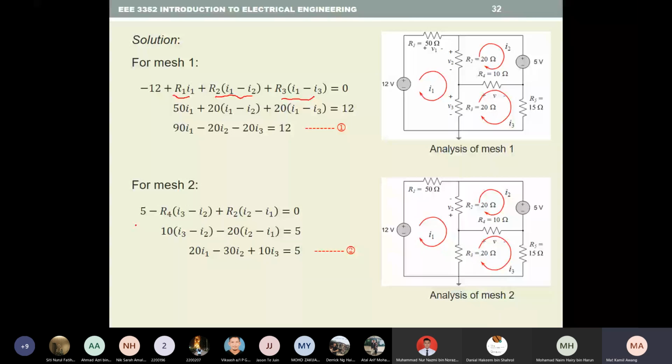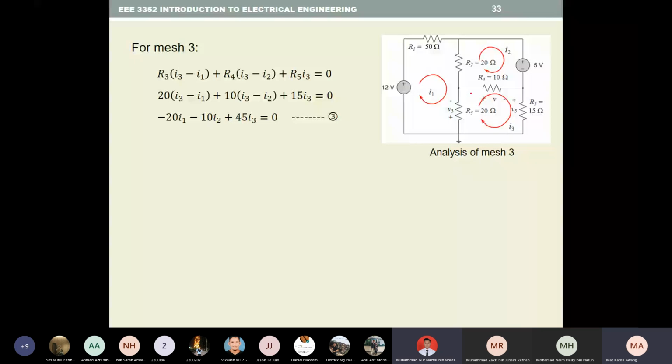Then you substitute the value of R4 and R2 into the equation. So you get 10 times I3 minus I2 minus 20 times I2 minus I1 equal to 5. And you get the second equation, 20 I1 minus 30 I2 plus 10 I3 equal to 5. So this is the second equation from mesh 2. Clear or confused? Yes, sir. Clear.